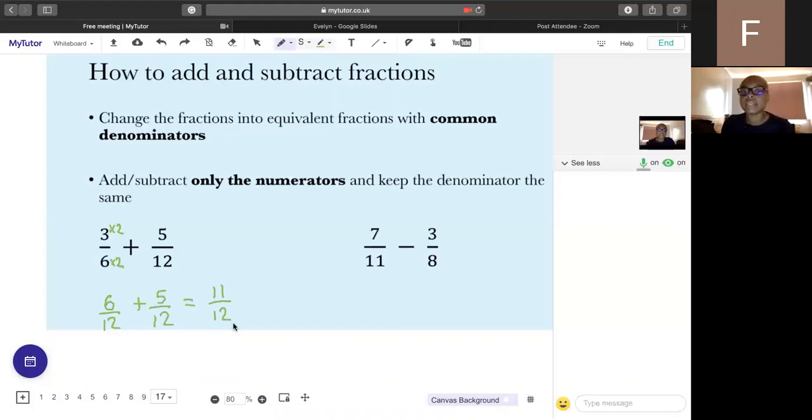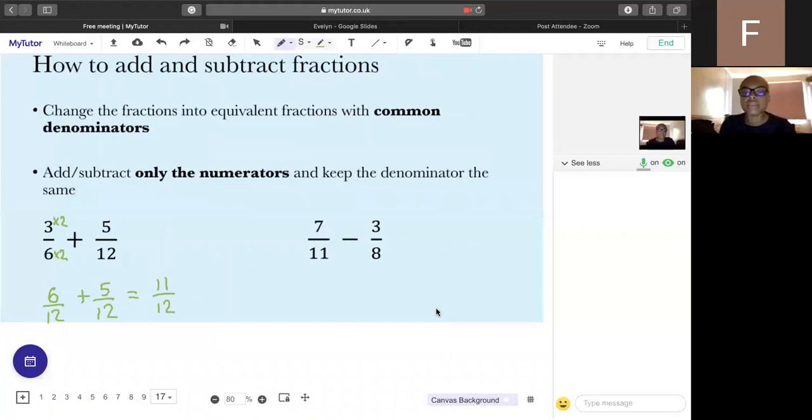Then we do it in a similar way for subtraction. So you've got 7/11 and 3/8. Now, I know that 11 and 8 are both factors of 88. So I'm going to change both of these into fractions over 88. So to get to 88, I'd have to multiply this one by 8. So I'm going to multiply my numerator by 8. So 7 times 8 is 56. So we've got 56/88. And then to get from 8 to 88, we multiply by 11.